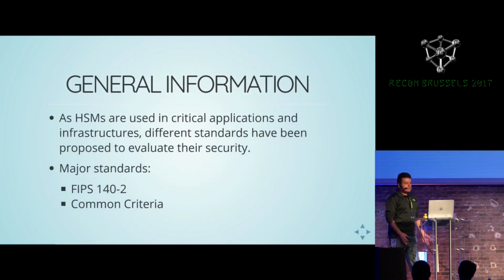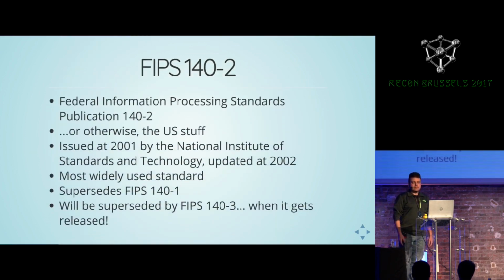As HSMs are used in critical applications, as we said before, there are a lot of standards that have been proposed to evaluate their security. The major ones are FIPS 140-2 and the Common Criteria. FIPS 140-2, the full name is Federal Information Processing Standard Publication 140-2, and it's the US standard. The first version was made in 2001 by NIST and then updated in 2002. It's what everybody uses, and it supersedes FIPS 140-1 and will be superseded by 140-3.